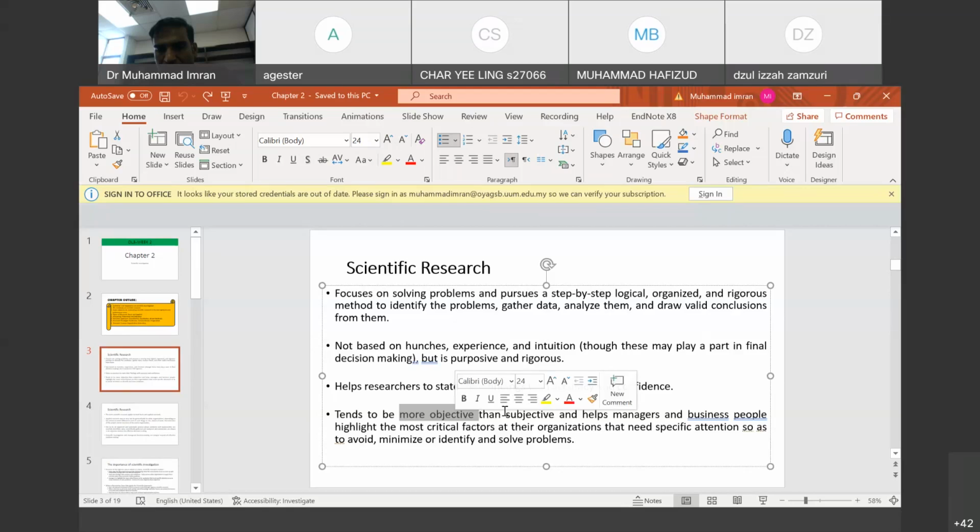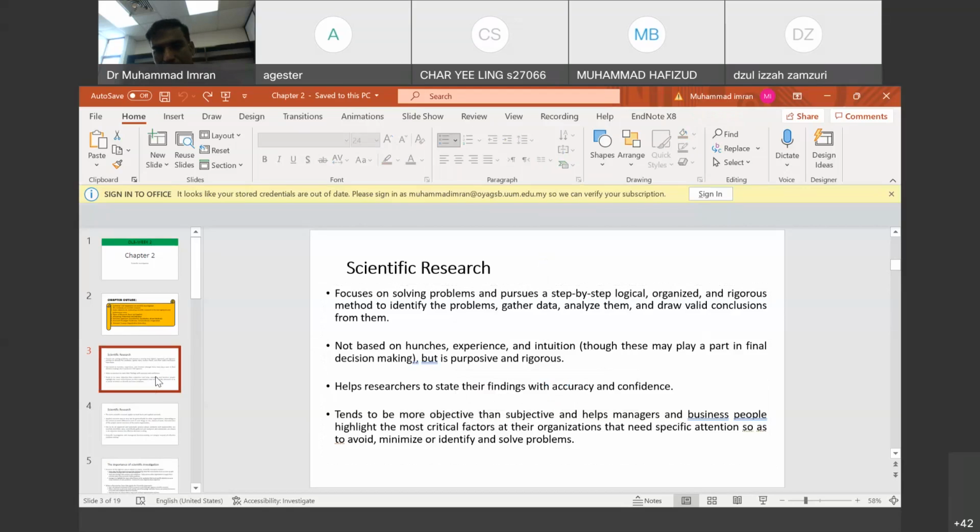Subjective is personal observation. We can say subjective means my point of view, my personal observation. So research always discourages this point of view. Research always encourages the objective point of view. Okay, we have more explanation in the next slide.